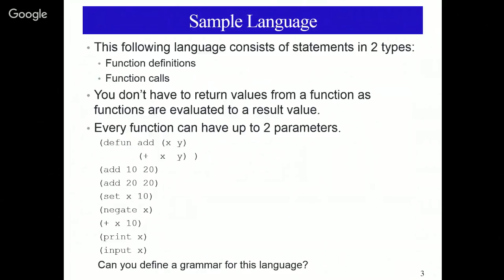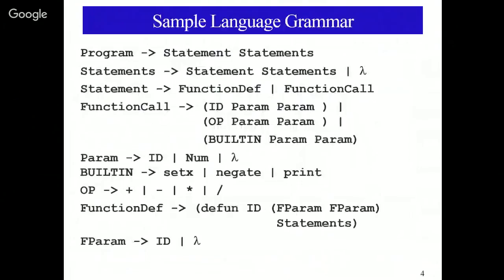Or in this particular case, I'm limiting it to only up to 2 parameters. In the full language, I may have more than 2, or no parameters, or 1. Okay, so my language should be able to handle that. And let's take a look.